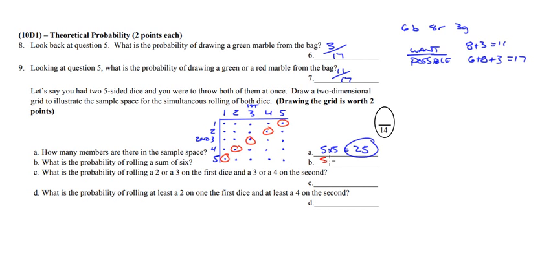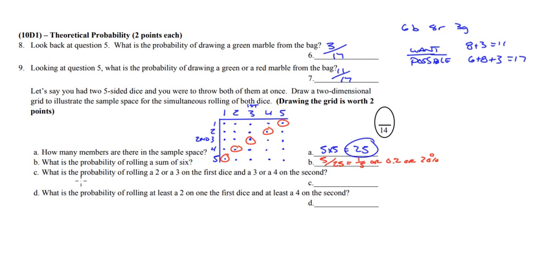There are 5 out of a total possible 25, which is a fifth, or 0.2, or 20%. Any one of those would work. Actually, you could even leave it as 5 over 25. You don't have to simplify it. Okay. All right.